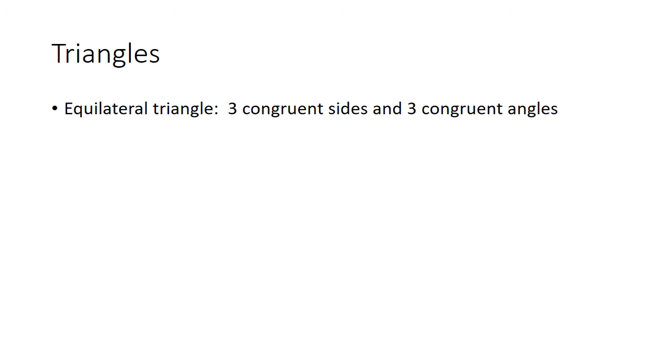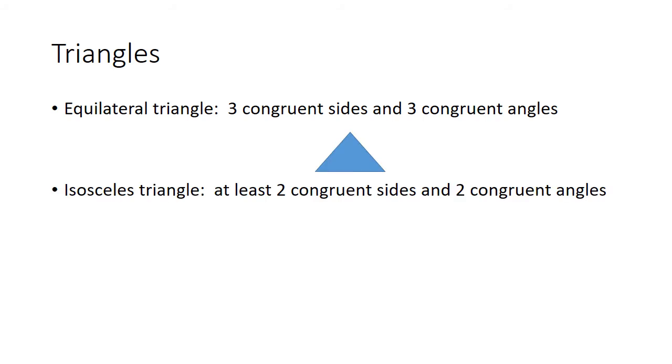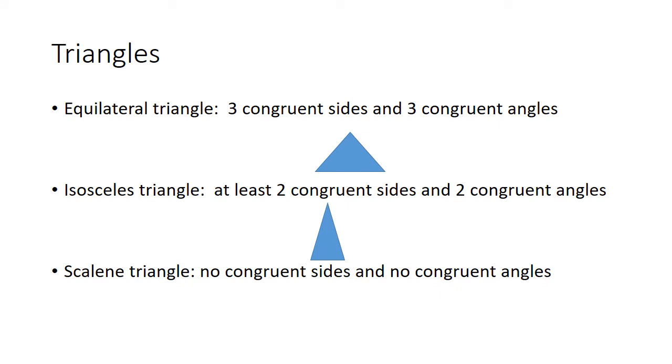So a triangle where you have three sides and three angles that are equal, so everything is identical, we would call that equilateral. An isosceles triangle is going to have two sides that are equal and two angles that are equal, with the third being different. And then a scalene triangle is where nothing is equal to anything else in there. So the sides are all different lengths and your angles are all different angles as well.